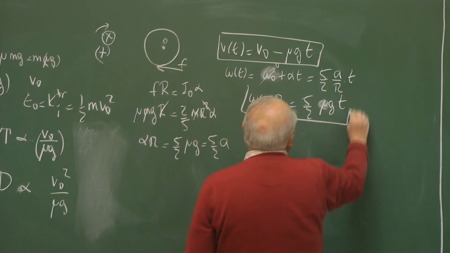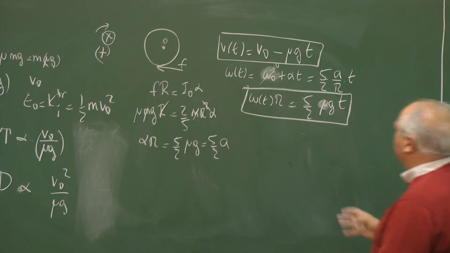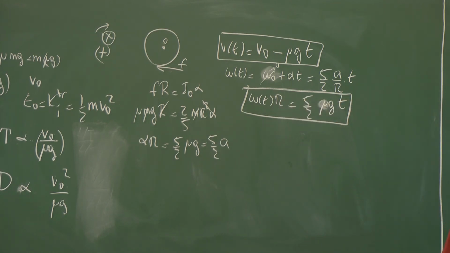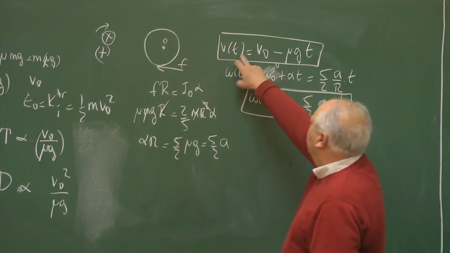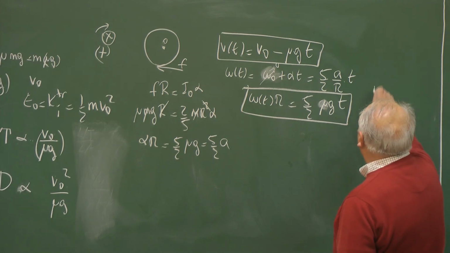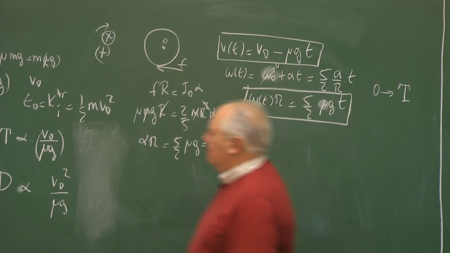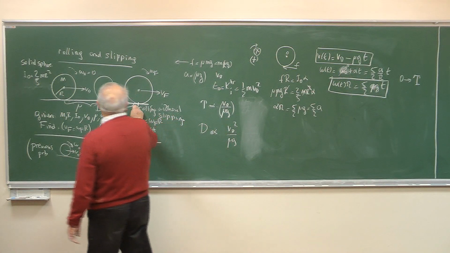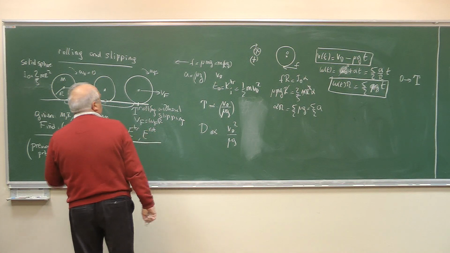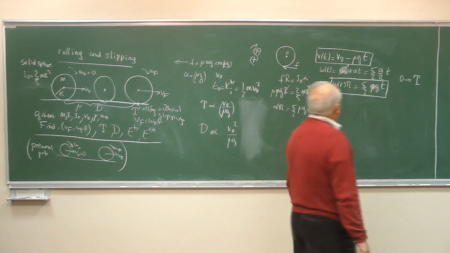So this is the equation governing the translational motion. This is the dynamical equation, or the velocity equation for the rotational motion. So this is the rotational speed, this is the translational speed. Okay, this goes from 0 to time t. Time t is here. This is the time when it begins to roll without slipping.